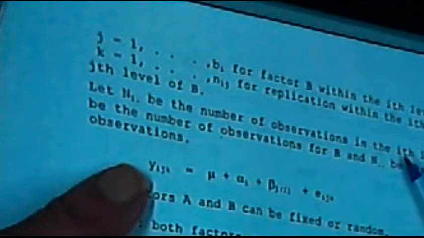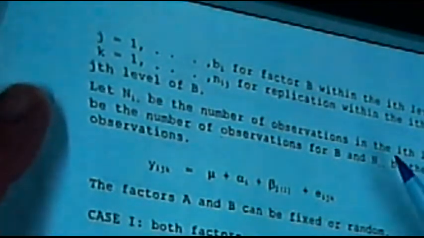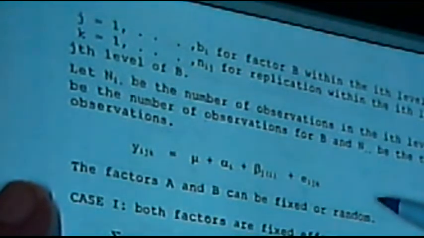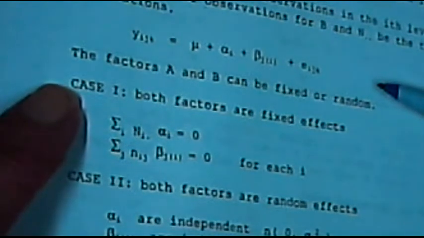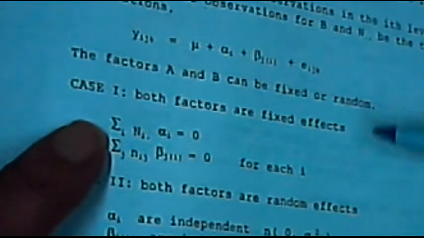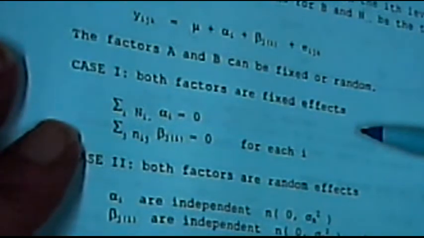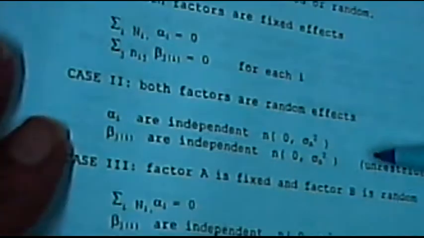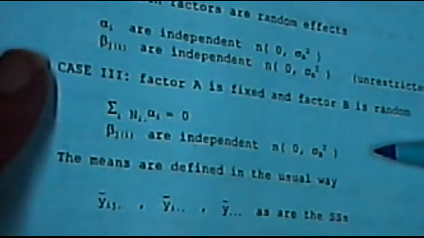So anyway, we have some notation for the number of observations that we have. Here's our model equation again. That doesn't have anything to do with the sizes of the samples, so whether the samples are balanced or not is irrelevant there. Case 1, both factors are fixed. Case 2, both factors are random. Case 3, we have a mixed model situation. The means are defined in an equal way, and so are the sums of squares. Now here's something new that we haven't encountered before.